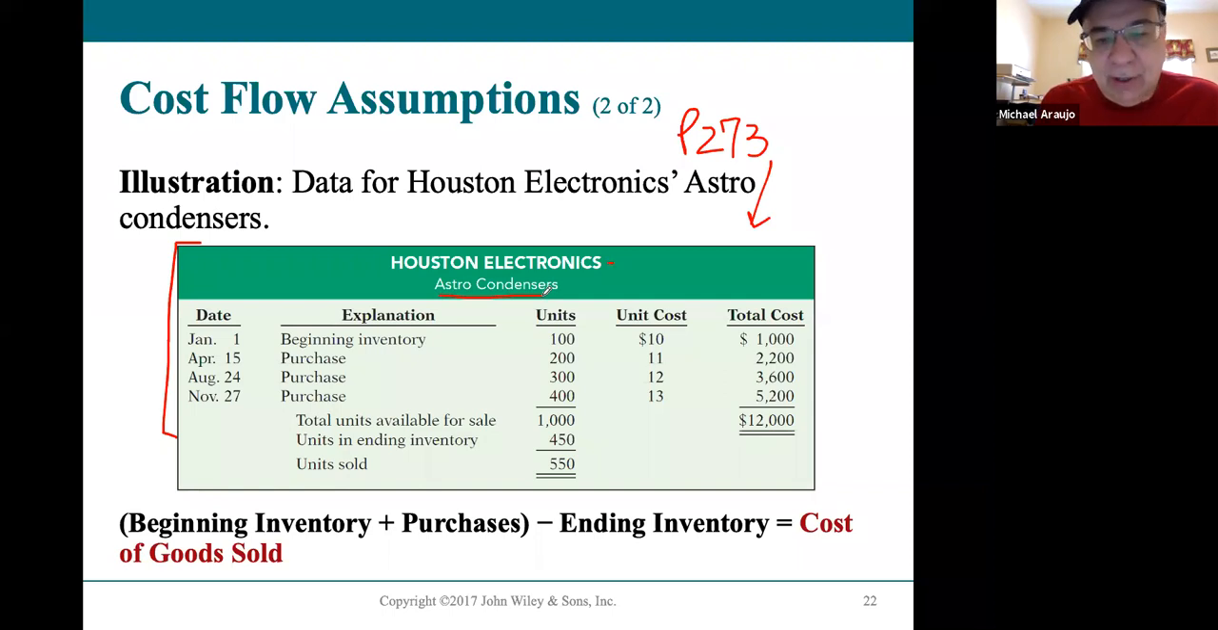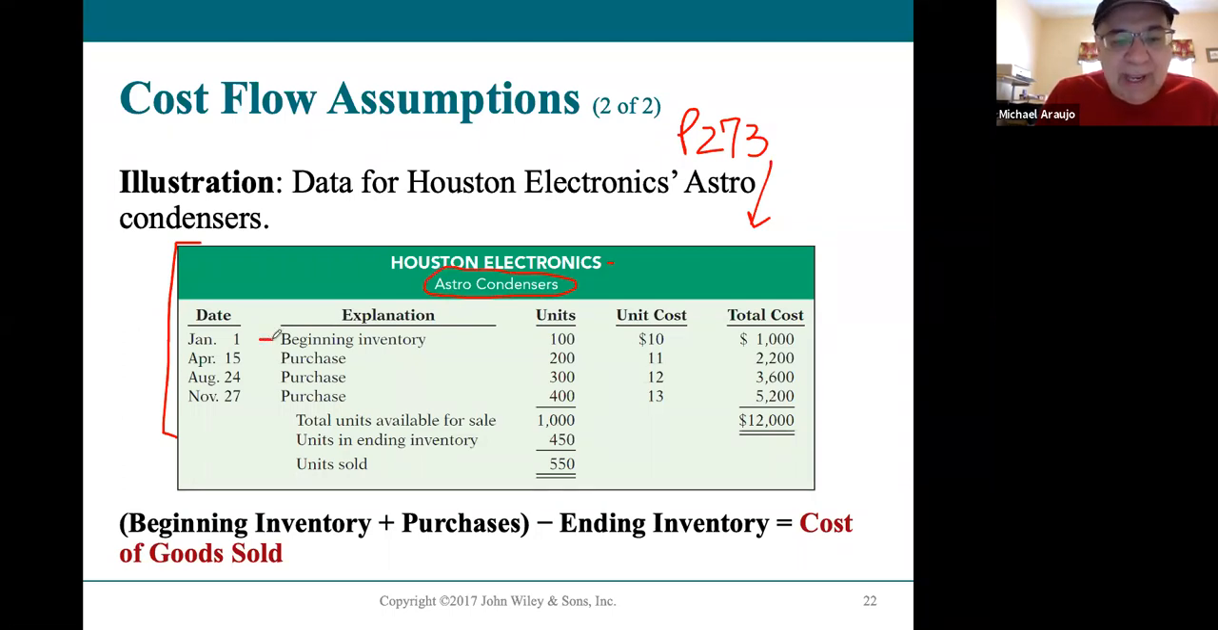The product is called an astro condenser. In this case, it doesn't matter what the product is. It could be vacuum cleaners or bottles of shampoo or what have you. Just understand that every business has these inventory lists for every product that they have. This is the most important thing you look at when you're analyzing these cost flow assumptions that we're going through.